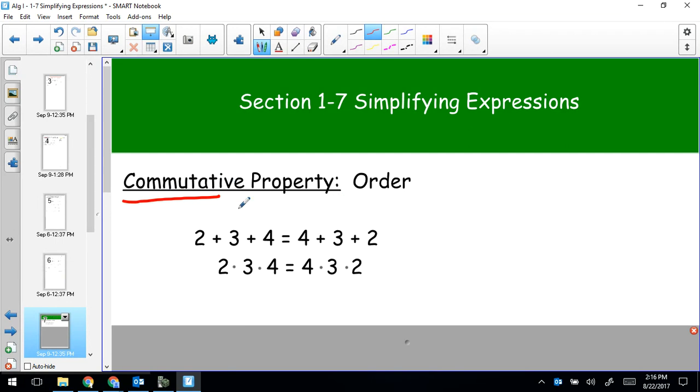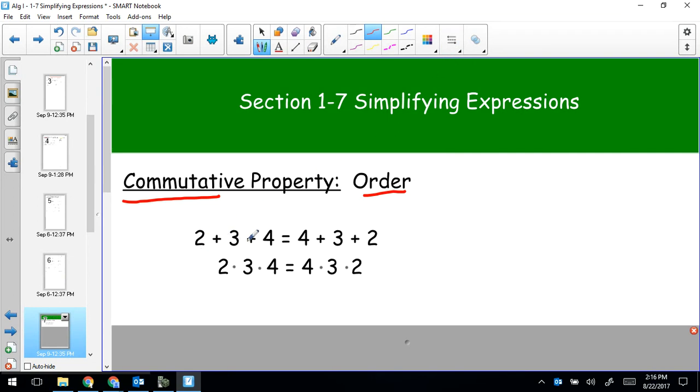Whenever you think of that word commutative, it's got the root word commute. That means to travel around, to move around. When you think about people commuting to work, that means they're driving to work, they're changing locations. So order or change of location. That basically means that I can take 2 plus 3 plus 4 and change up the order, make it 4 plus 3 plus 2, and it's not going to change the outcome, which is true.